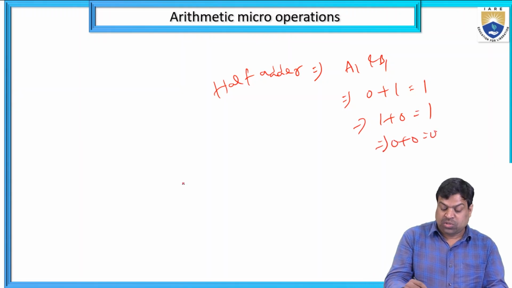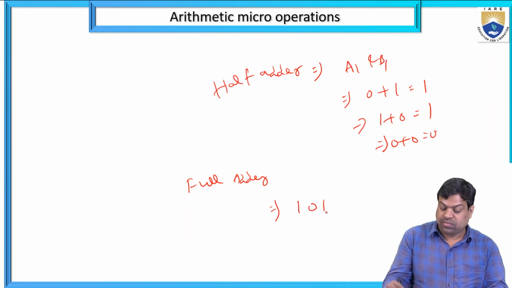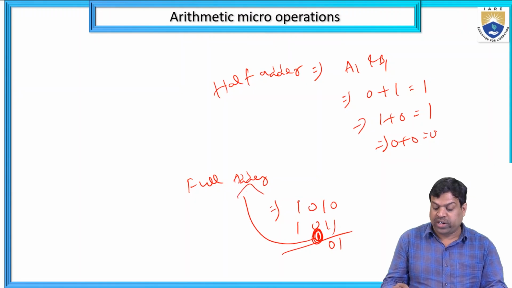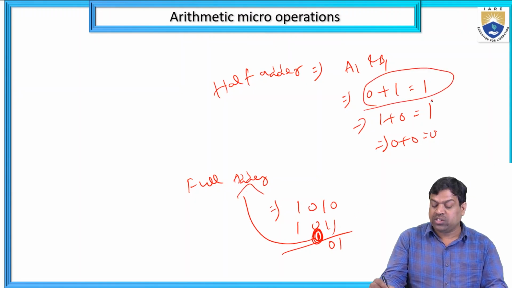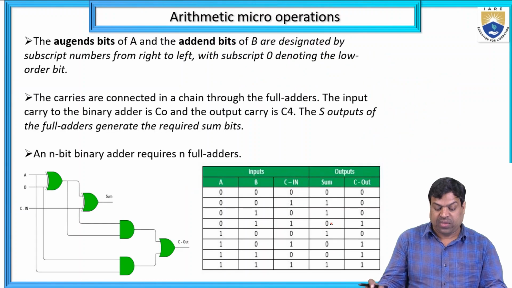Like this. Suppose I am taking a full adder. Zero plus one plus one, zero, and carry called one. Yes, like this, carries I am calling as a full adder. Am I getting any carry? No, here I am not getting any carry. That is a half adder. If I am getting a carry that is carried forward to the next level, that is called a full adder.